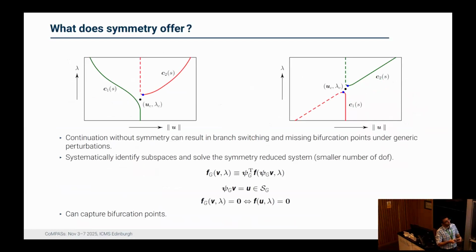Similarly, if it's a transcritical bifurcation, you can go here and come back without even observing that. So symmetry allows you to capture that, and also you solve in a smaller space than the bigger space. U is the bigger space. You restrict it to a smaller space. So it gives you two advantages.